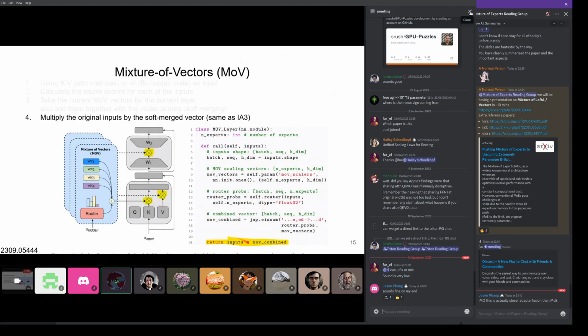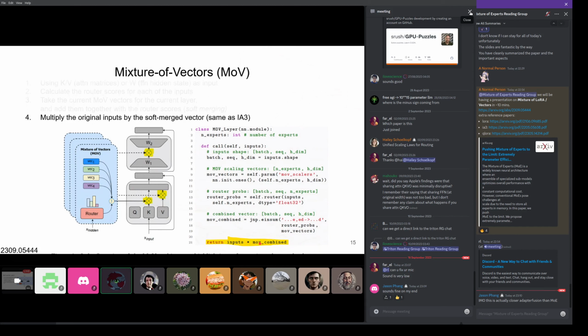And then you just multiply the final vector by the input to get the result. And this very small line at the end, that is all that IA3 is. You just have a trained vector that is element wise multiplied with the input for a particular layer.